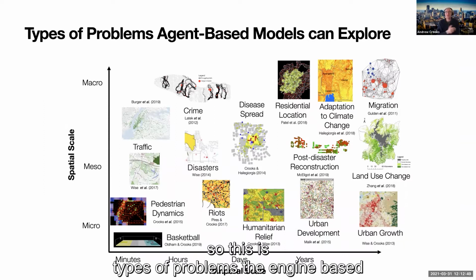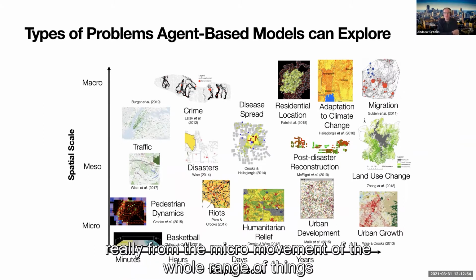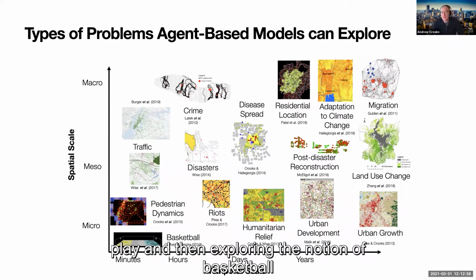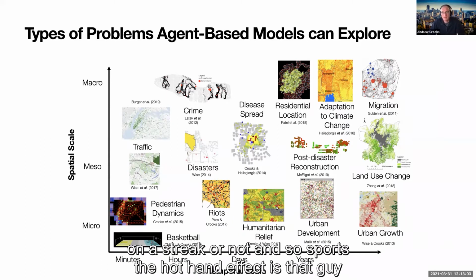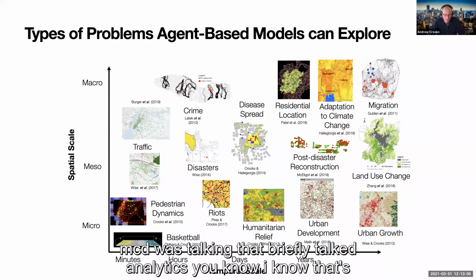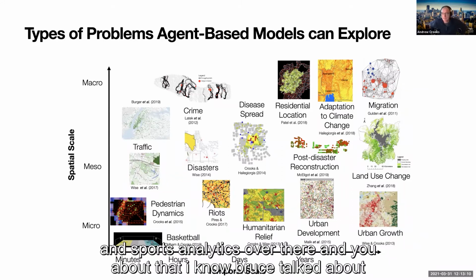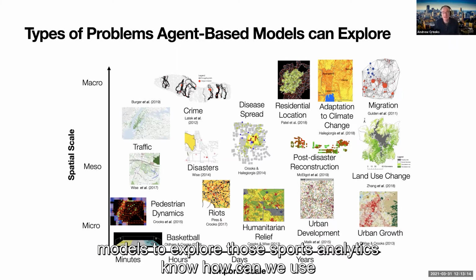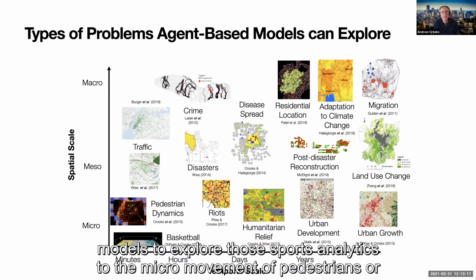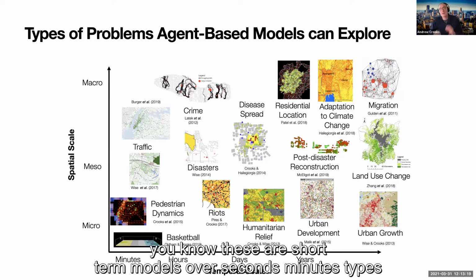So, types of problems agent-based models can explore. They can explore a whole range of things, really, from the micro movement of, say, basketball playing, and exploring the notion of the hot hand effect. Is that guy on a streak or not? So sports analytics, Bruce talked about sports analytics the other day. How can we use models to explore those sports analytics, to the micro movement of pedestrians? These are short-term models over seconds, minutes types of things.